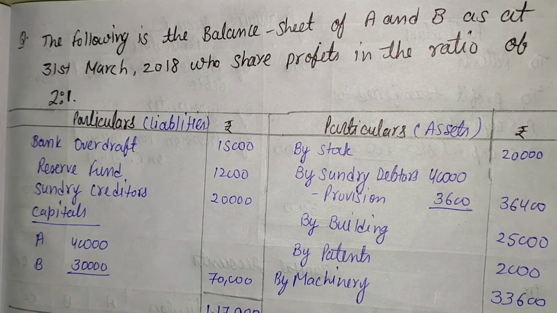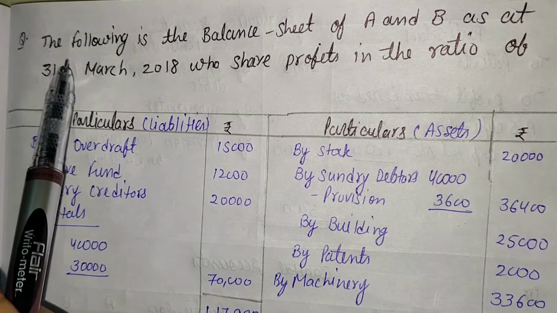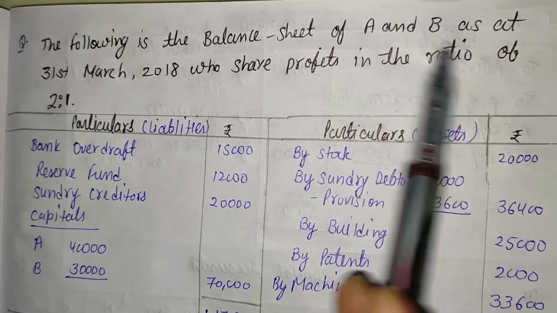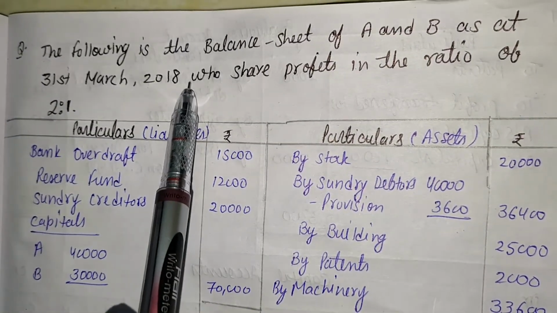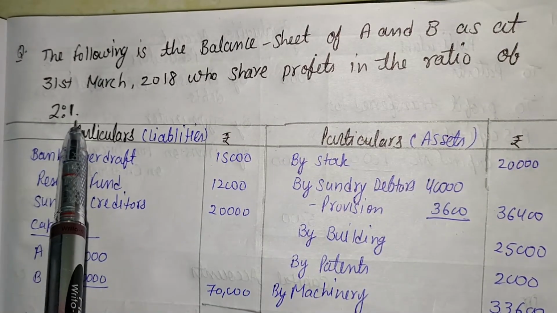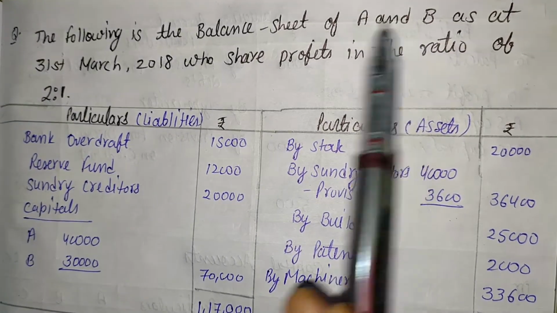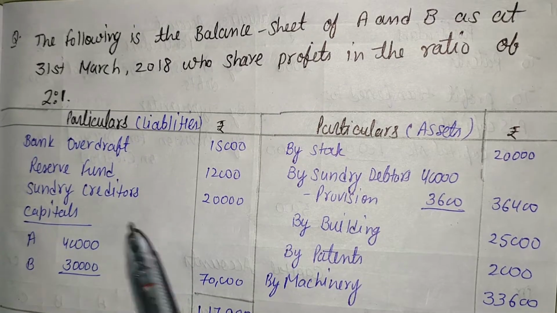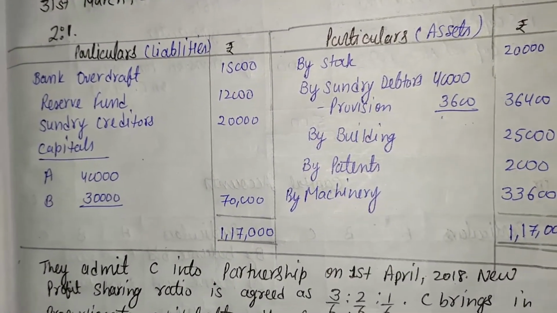One more question, for understanding this in detail. The following is the balance sheet of A and B as at 31st March 2018, who share profit in the ratio of 2:1. It means in this question A and B are old partners and their share is 2:1. One balance sheet is given, with the liability side and the asset side, along with some additional information.